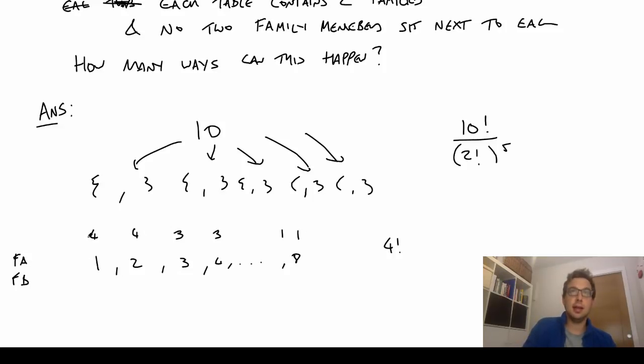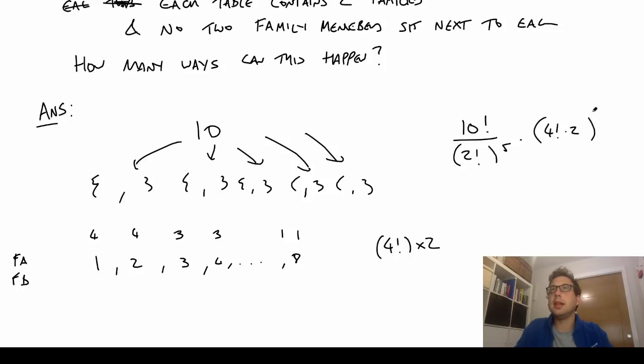Then notice that's for family A, family B, family A, family B, but we could also do family B, then family A, then family B, then family A. So there's twice as many outcomes for that reason. From this we'll get an answer, and we can do this for each table independently of all the other tables, so it doesn't affect the combinations of the other tables. So we're going to get 4 factorial times 2, and then for each table to the power of 5. So what we end up with is 10 factorial, this 2 is going to cancel with this 2, times 4 factorial to the power of 5.